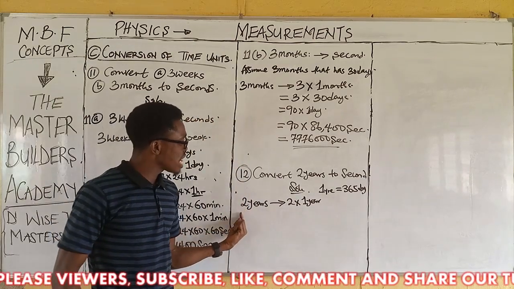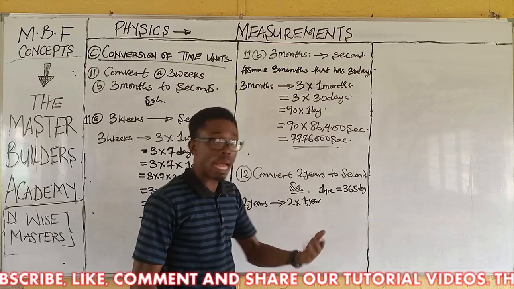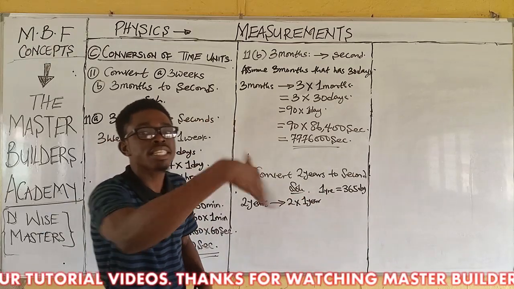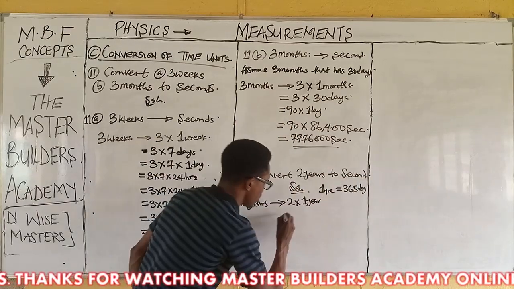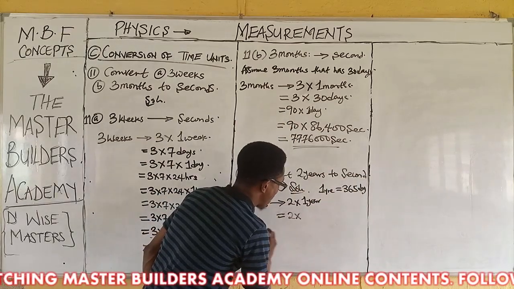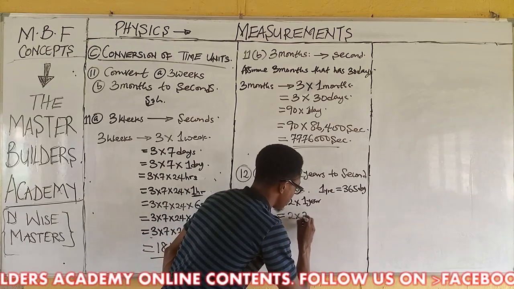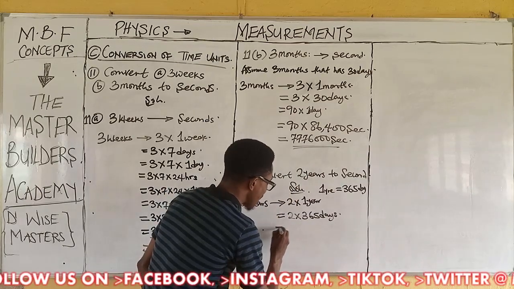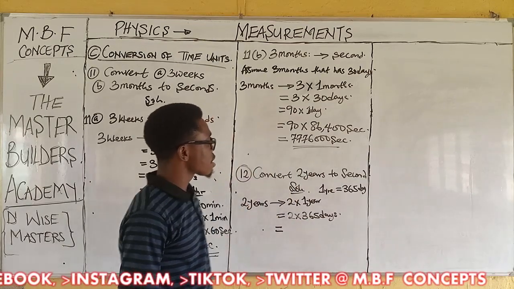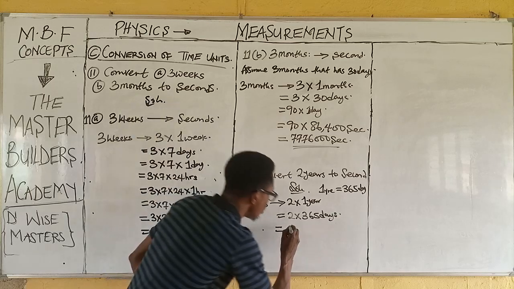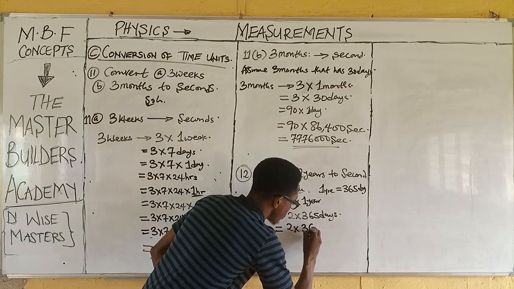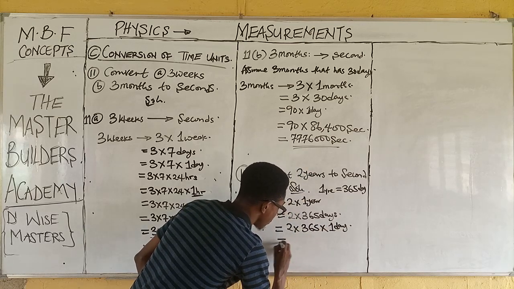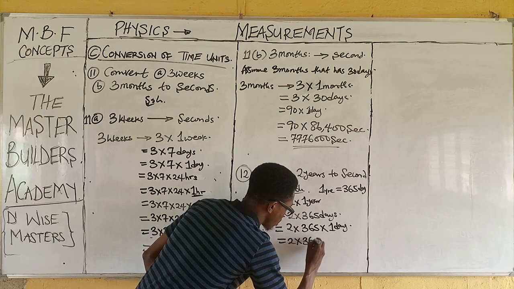Okay, so 2 years is equivalent to what? 2 multiplied by 1 year. And now we understand that 1 year is equal to 365 days. Now this will have given us 2 multiplied by 1 year, and that is 365 days. Now, understand that 365 days is still equivalent to what? 2 multiplied by 365 multiplied by 1 day. And now guys, this will have given us 2 multiplied by 365.